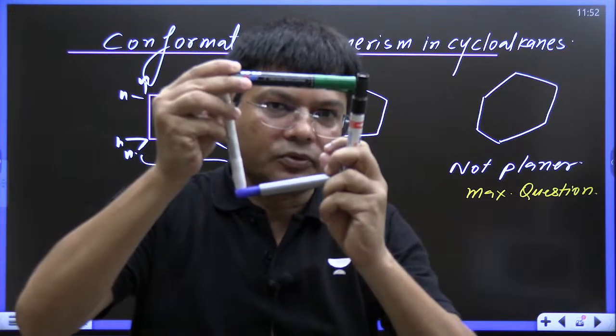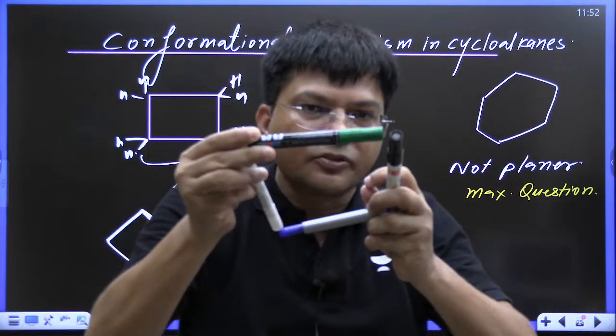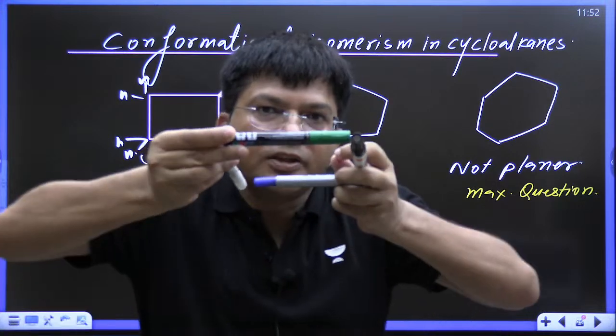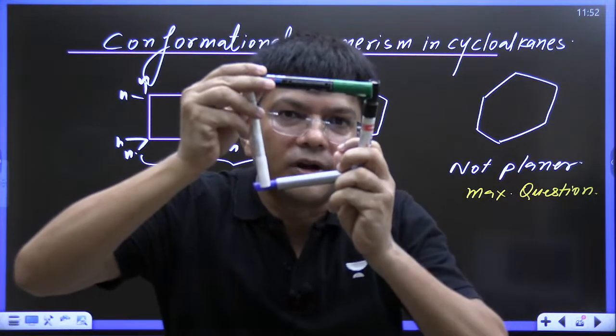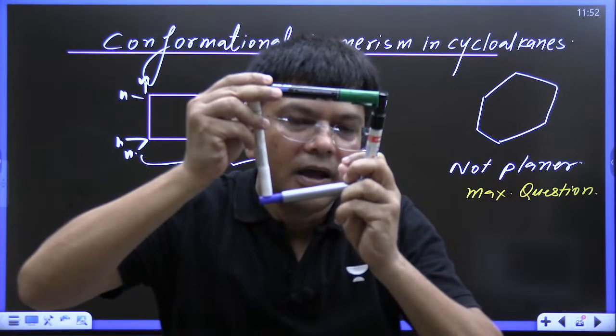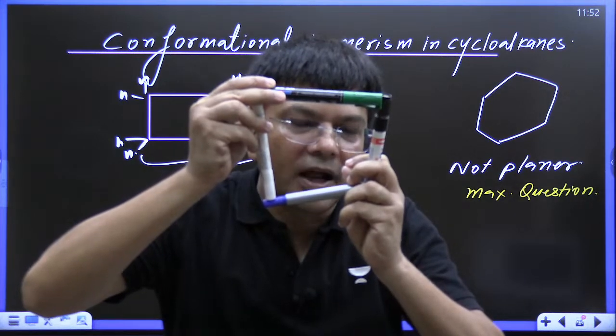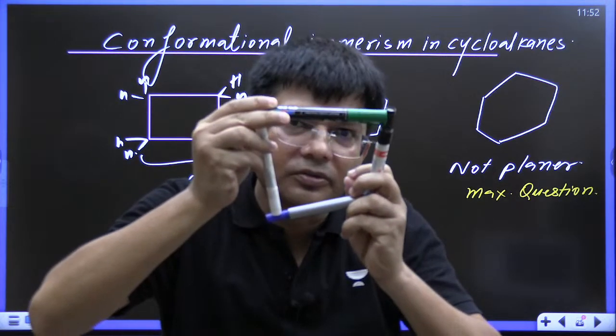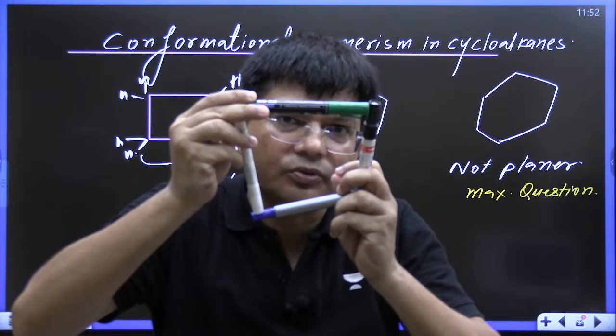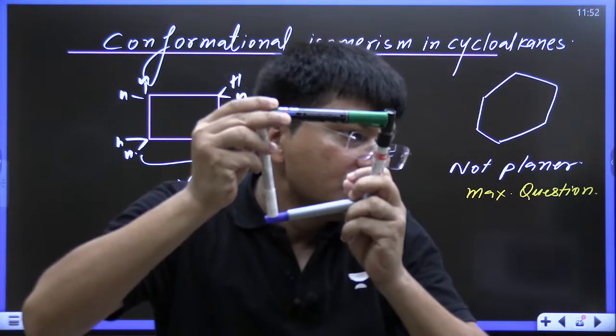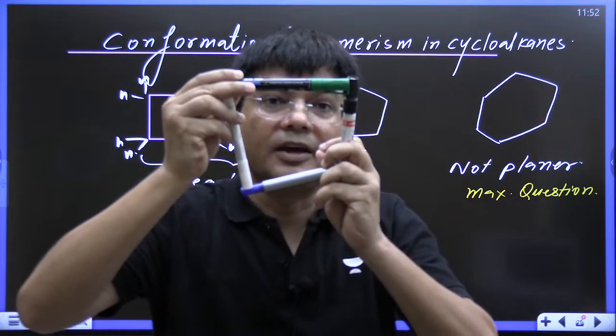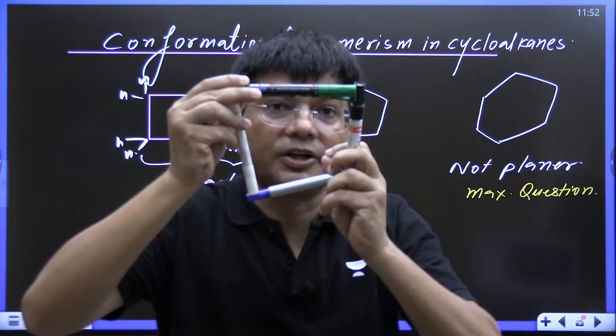Till now, you must have thought that cyclobutane is like this. But if cyclobutane is like this, all the carbons should lie in one plane. And when all the carbons are lying in one plane, their hydrogens, each carbon being attached with 2 hydrogens, all 8 hydrogens should lie in one plane. Then there will be maximum van der Waals repulsion and torsional strain.